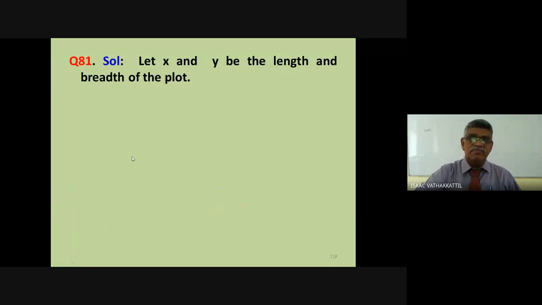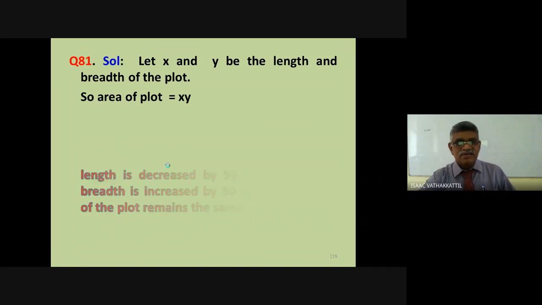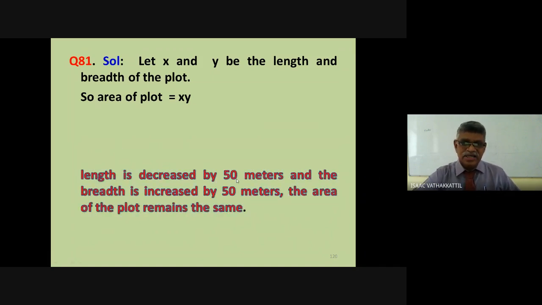Let x and y be the length and the breadth of the plot. So what will be the area? It is a rectangular plot, so the area will be xy. Further, what is the first sentence? The length is decreased by 50 meters and the breadth is increased by 50 meters. The area of the plot remains the same. So that means the area of the plot is xy.